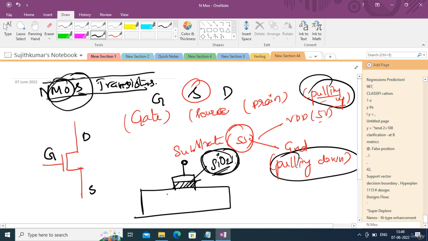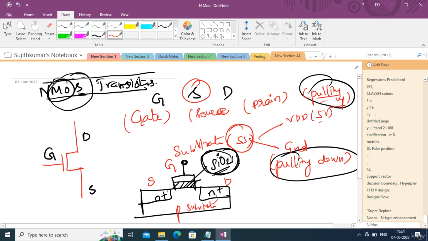Okay, and you have the N plus regions. Okay, one is nothing but the drain, another one is nothing but the source. This is the gate terminal. Okay, this is the gate terminal, this is the, let us say, source, and this is nothing but drain. And the substrate is going to be P substrate.